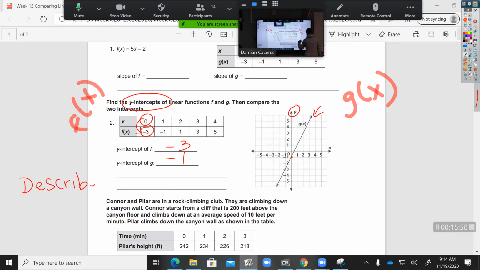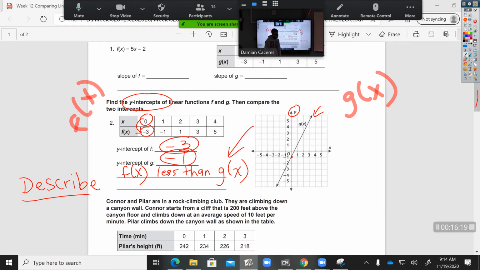So now, on these two lines, this is where you describe. This is where you compare the two functions. So this is where you need to write f of x is less than g of x, for example, because -3 is less than -1. So you would describe it saying this. You with me? If it was greater, you would put f of x is greater than g of x. Any questions?